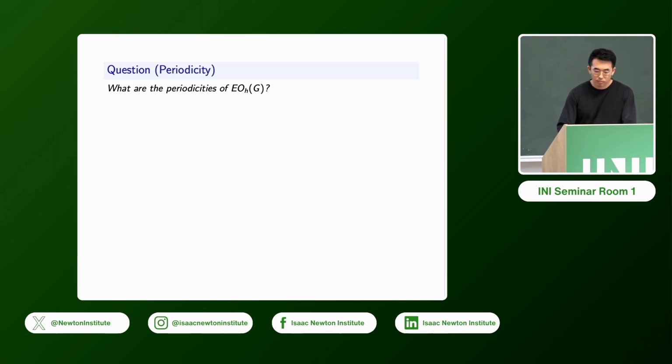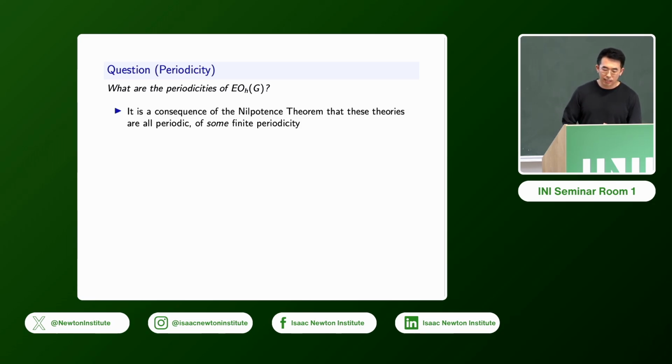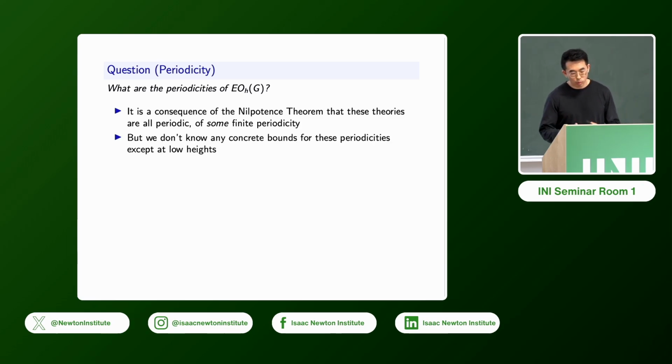Okay, so here's the question I want to consider for this talk. What are the periodicities of the EO theories? Now, it's a consequence of the nilpotence theorem by Devinatz, Hopkins, and Smith that all of these EO theories are periodic of some finite periodicity. But we don't know any concrete bounds for these periodicities, except at low heights, where we can do explicit computations on their homotopy groups. So we know the periodicities are finite, but we don't know what they are.